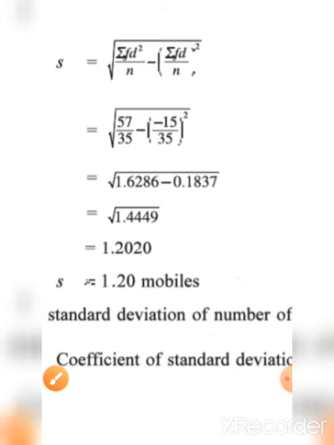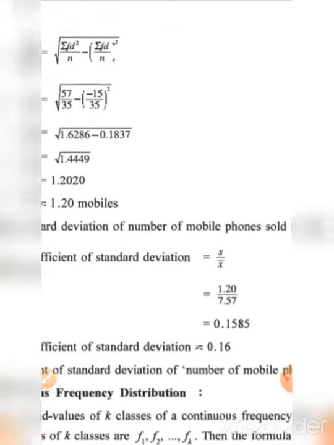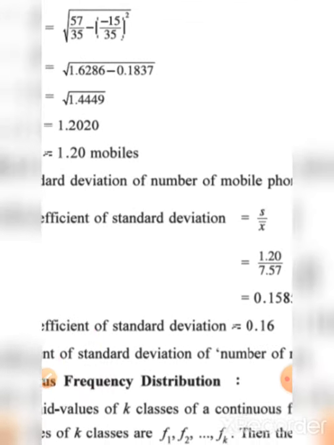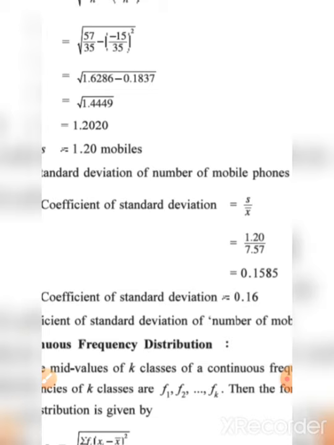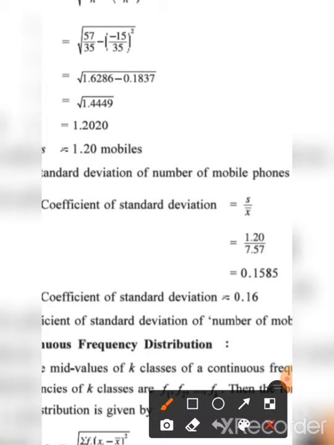But now in the sum they told us to find out the coefficient of standard deviation. We found out the mean and the standard deviation also. Now, the coefficient of standard deviation, we know the formula: it is always S, the standard deviation, divided by mean. S we just found above, that's 1.20, divided by the mean, that is 7.57. You will just divide them and get the answer 0.1585, and if we write up to 2 decimal places, it would be 0.16.